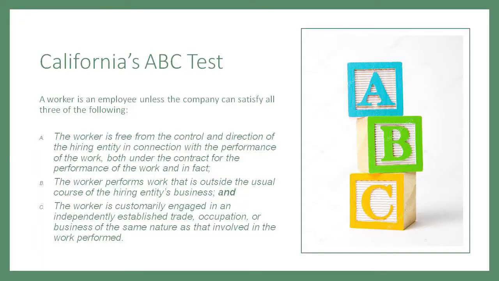In September 2019, AB 5 was enacted, which requires the ABC test to determine independent contractor status. It presumes an individual is an employee unless the employer can satisfy all three of the following conditions. A, the worker is free from control and direction of the hiring entity in connection with the performance of the work, both under the contract for the performance of the work and in fact. B, the worker performs work that is outside the usual course of the hiring entity's business. And C, the worker is customarily engaged in an independently established trade, occupation, or business of the same nature as that involved in the work performed.